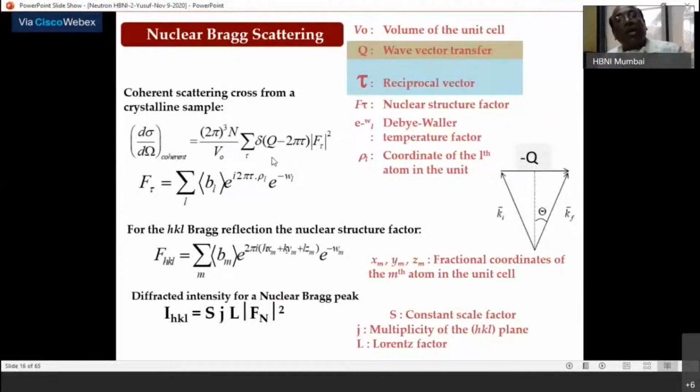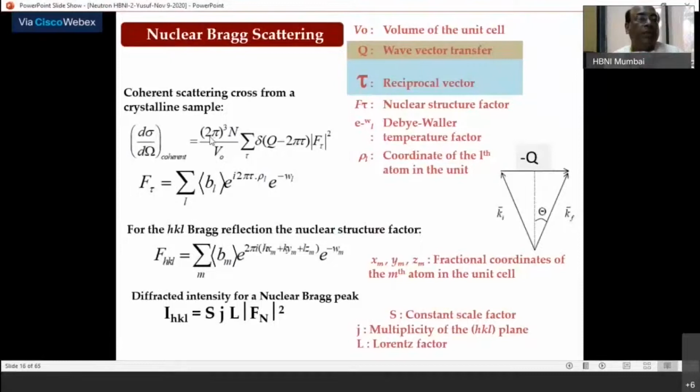So the cross section is proportional to the modulus square of the structure factor. That's why I went back to that view graph. This is your structure factor, mod square of that, very precisely, F tau multiplied by F tau star, if it is complex. So that means the structure factor dictates how much will be your differential scattering cross section, and you have this prefactor.